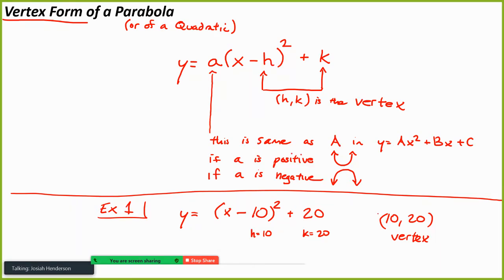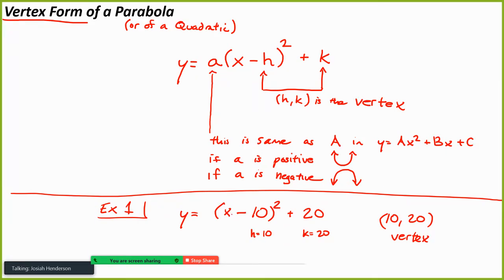It can get a little tricky. I think practice will be the best thing for us for finding the vertex. And then the k value is always taken at face value. So if this was positive 20, then it's positive 20 in our vertex. But for the h, the first number, the x portion, that's always opposite sign. So if that's minus 10, it'll be positive 10 in our vertex. Okay, no questions right now.